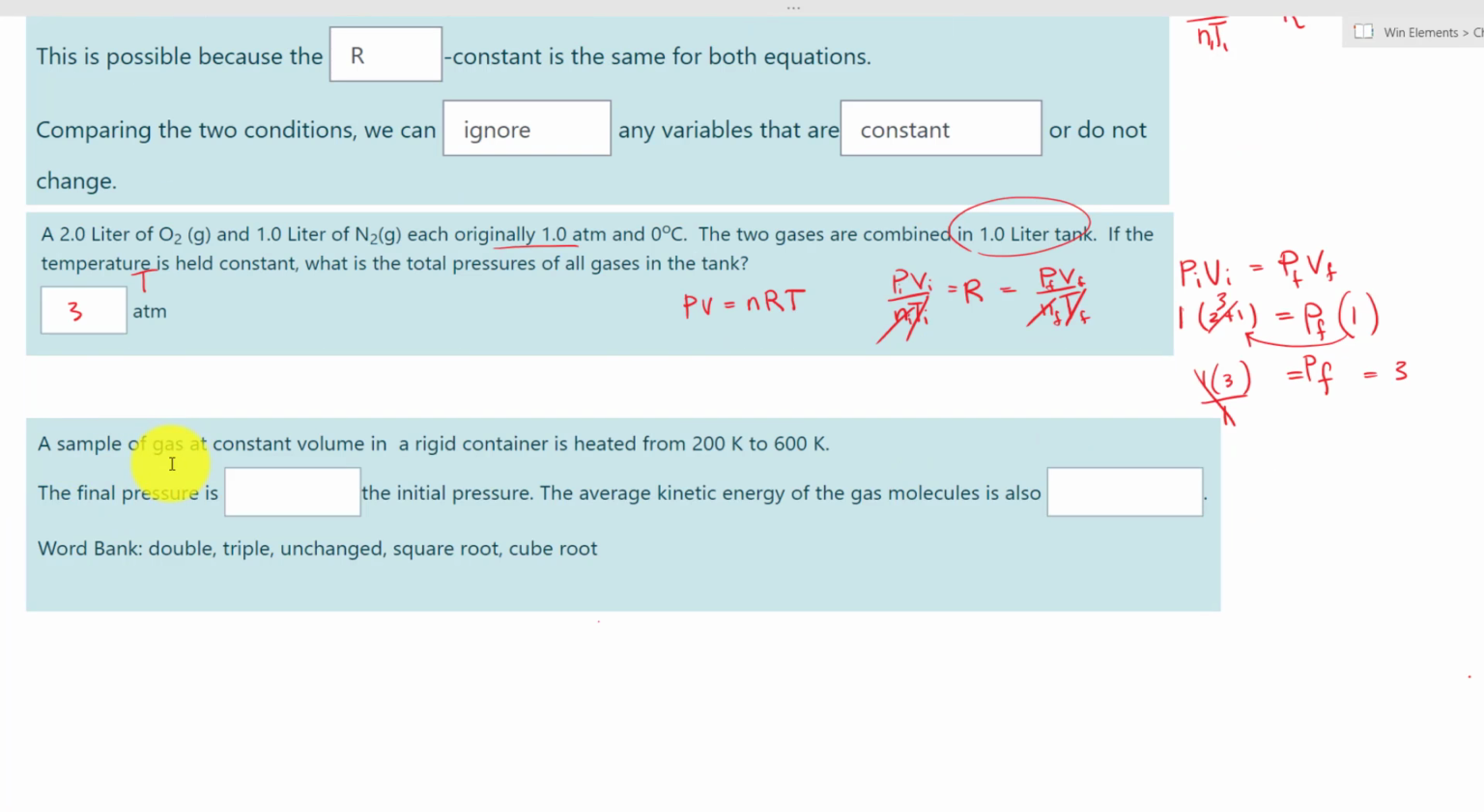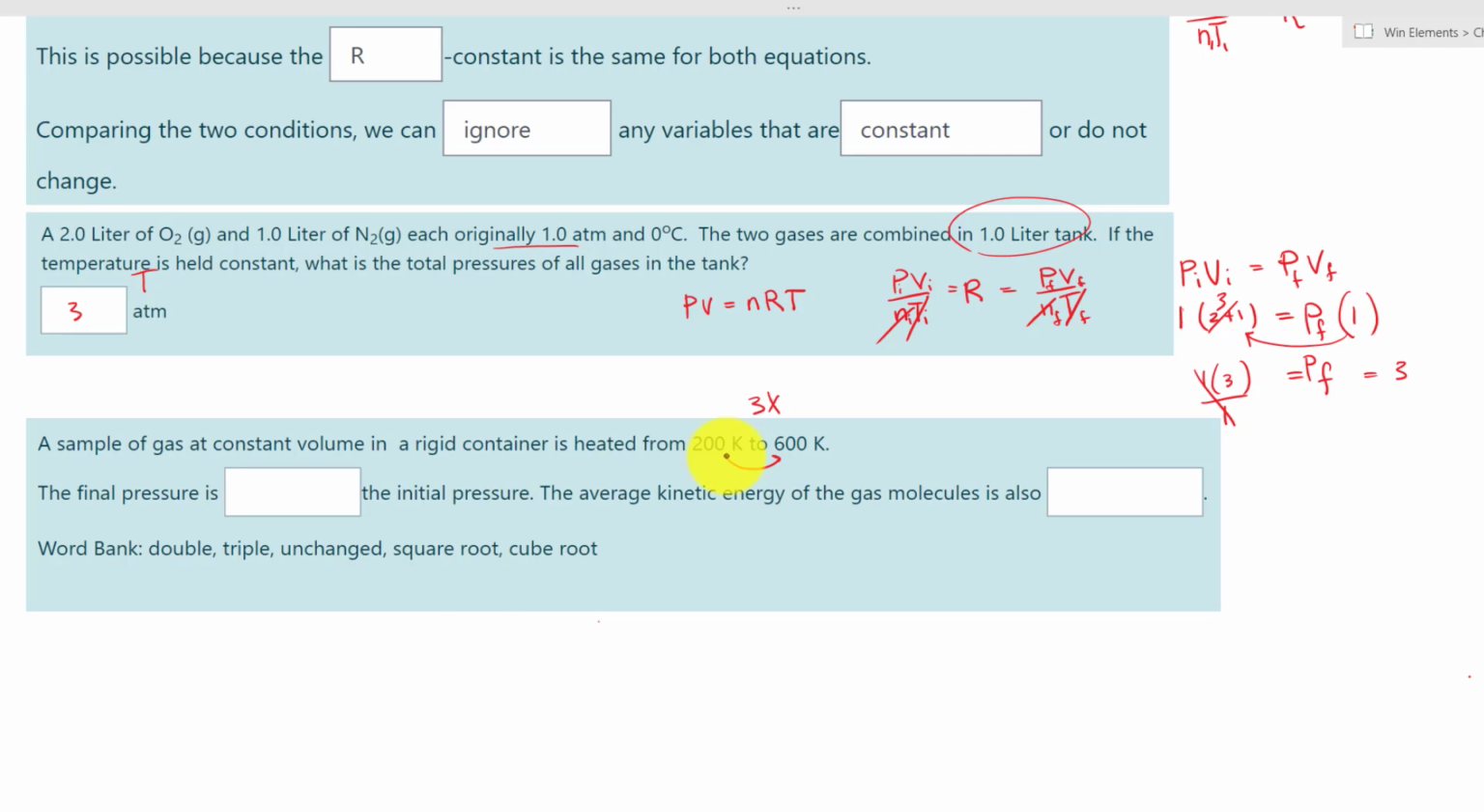We have a sample of gas at constant volume in a rigid container. Well, that's very important because the volume doesn't change, okay? And it's heated from 200 Kelvin to 600 Kelvin. Well, how do we get from 200 to 600? Well, that is 3 times, isn't it? Now, the final pressure is blank. The initial pressure, the average kinetic energy of a gas molecule, is also blank. And we have this blank right here.